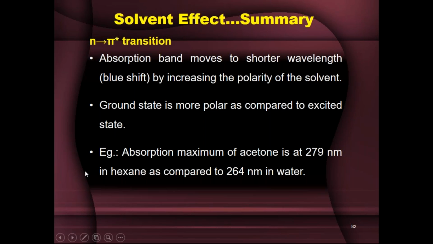And this is evidenced by an example. Absorption maximum of acetone is at 279 nanometer in hexane as compared to 264 nanometer in water. Water being the more polar solvent, it shows an absorption maximum, or lambda max, at 264. But in hexane, which is more non-polar, it will show at a longer wavelength. So by increasing the polarity, as seen in water, we see lambda max shifting to shorter wavelength.